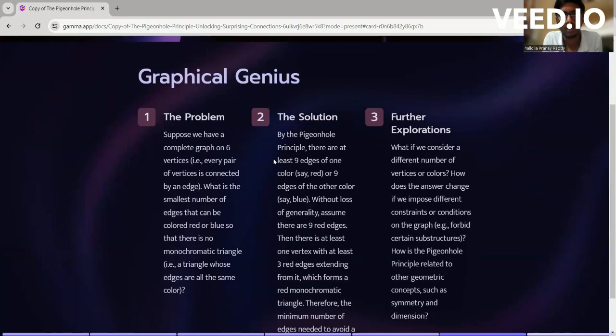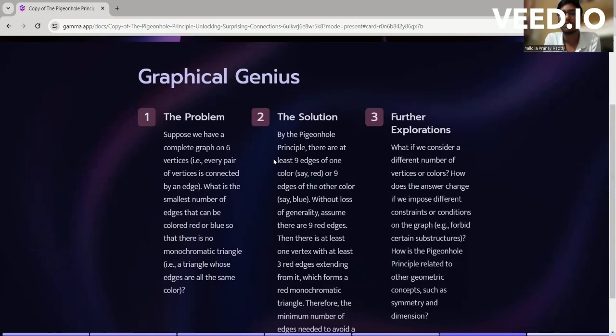And coming to the last one, here is a question about graph theory. Suppose we have a complete graph on 6 vertices, that is, every pair of vertices is connected by an edge. What is the smallest number of edges that can be colored red or blue so that there is no monochromatic triangle? Here, a monochromatic triangle is a triangle whose edges are all the same color.